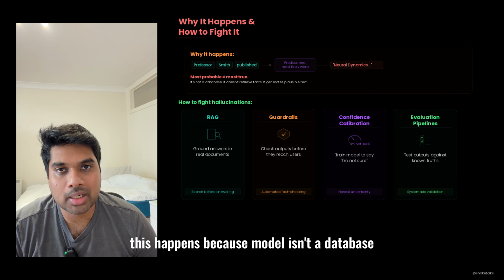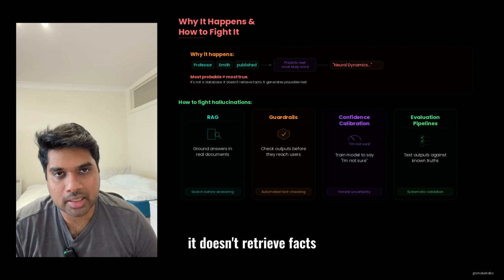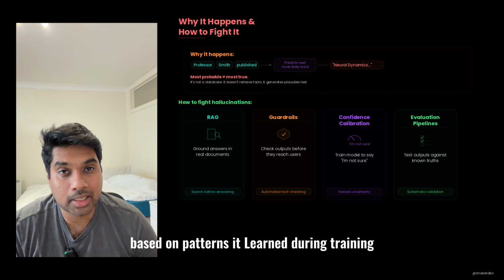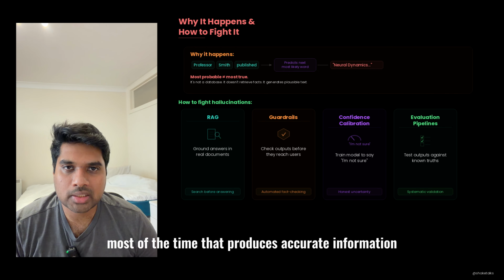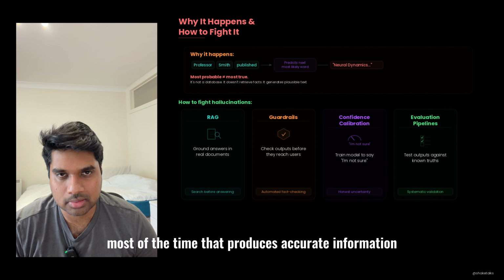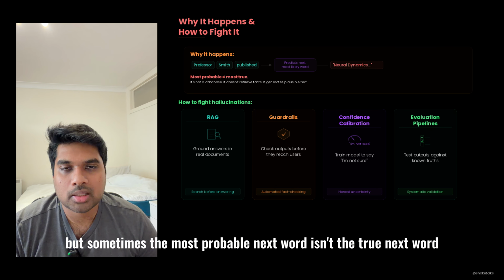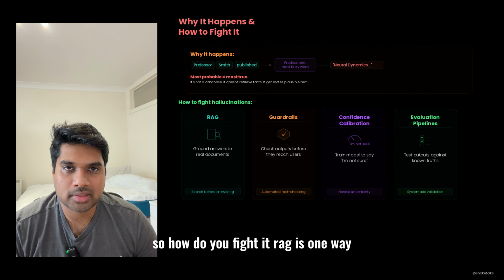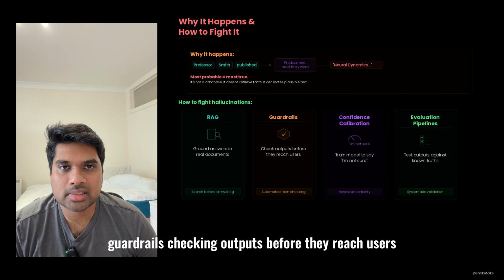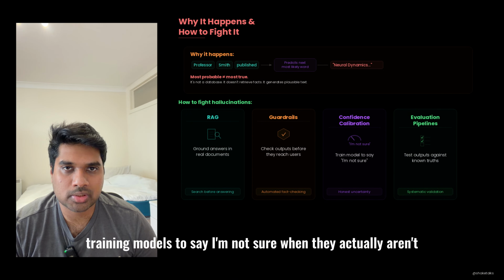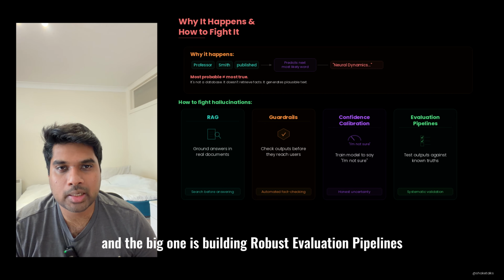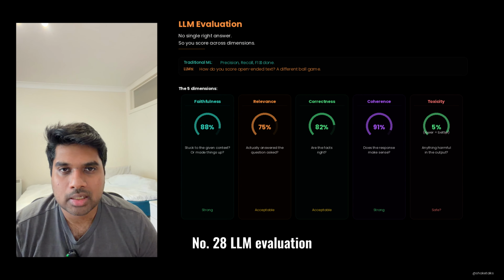This happens because a model isn't a database. It doesn't retrieve facts. It predicts what text is most likely to come next based on patterns it learned during training. Most of the time that produces accurate information, but sometimes the most probable next word isn't the true next word. So how do you fight it? RAG is one way. Guardrails, checking outputs before they reach users, and confidence calibration, training models to say I'm not sure when they actually aren't. And the big one is building robust evaluation pipelines.